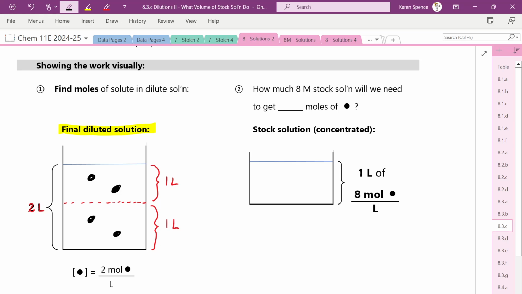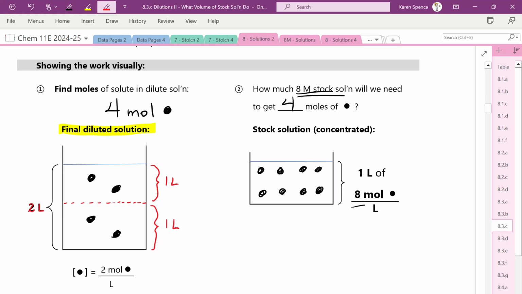And now we ask ourselves, how much of the 8 molar stock will we need to get those? And how many moles are in here? There's 4 moles because we can count them. 1, 2, 3, 4. Now, if this is 1 liter of 8 molar, how many moles are in that 1 liter? 8. 1, 2, 3, 4, 5, 6, 7, 8. What volume of that solution do we need to get 4 moles of the dots? We need a half, right?